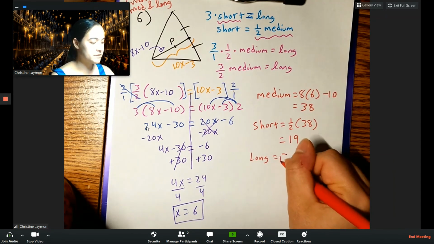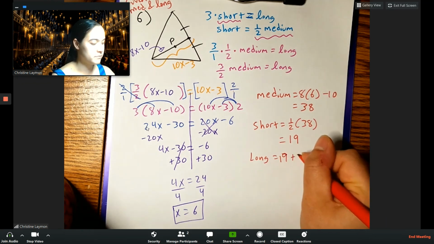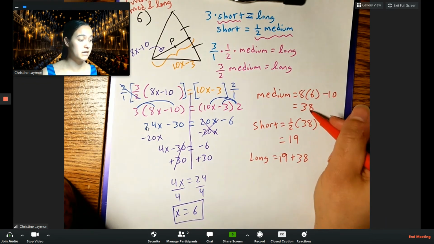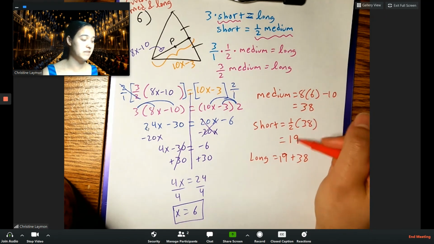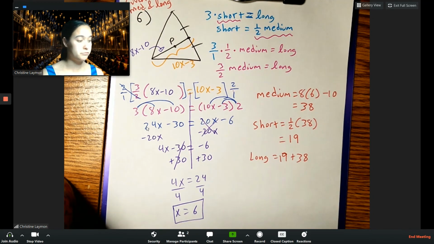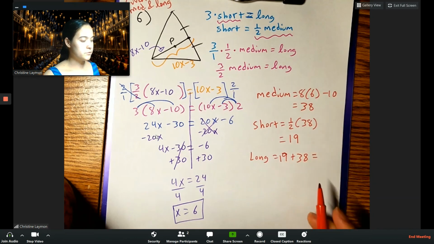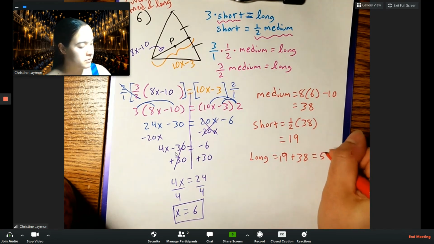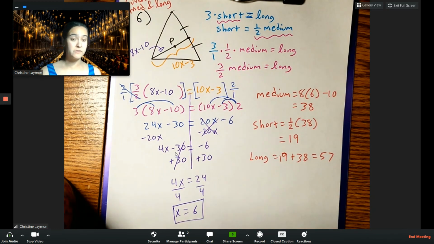How about in this case, I'll show short plus medium. I've been showing 3 times short frequently. So again, I could do 3 times this, or I can add them together. It won't matter at all which one you choose. So I have 38, 48, 58, take away 1. I have long being 57.